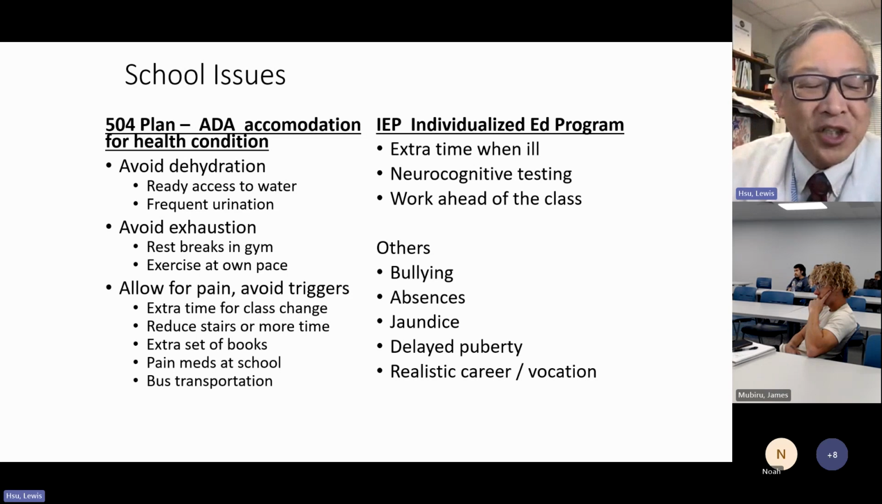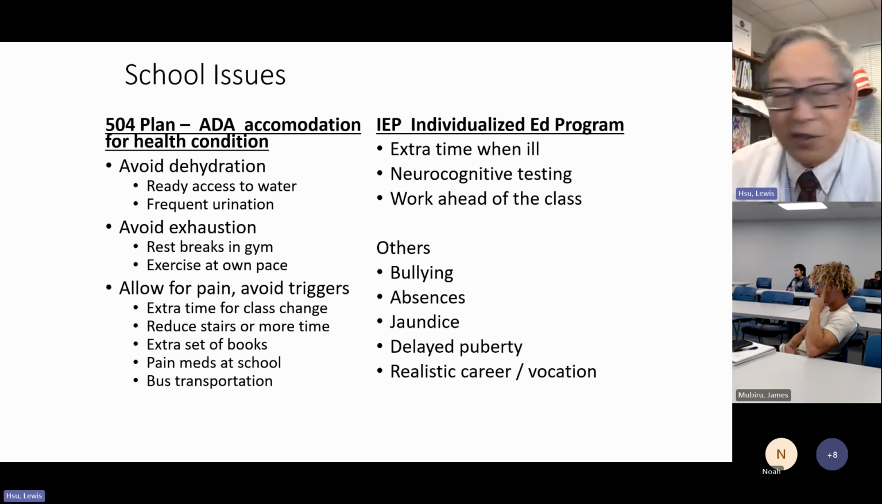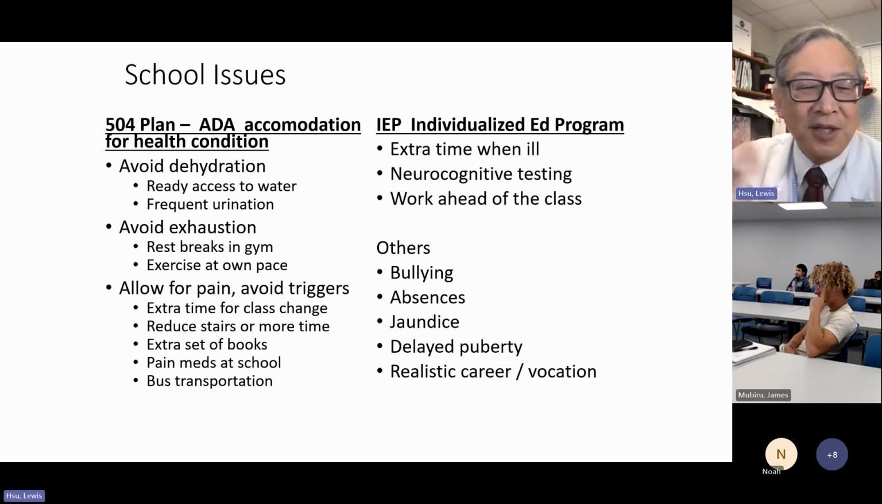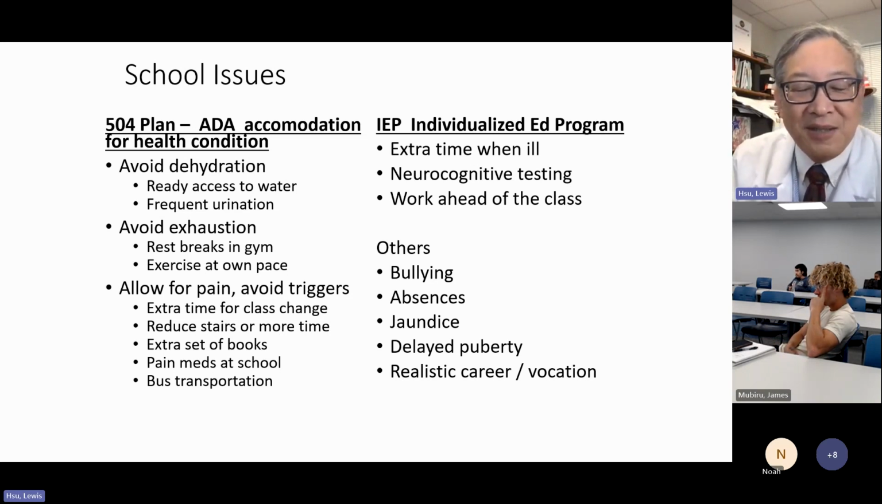Similarly, rest breaks in gym. If you have a chronic anemia, your endurance is not so good. How many of you remember doing in gym class something like shuttle runs, or I think they used to call them some other name, where you have to run back and forth across the gym as many times as you can with a stopwatch? And if you don't run a certain number of laps, you get a bad grade. Well, what if you just can't because you have a chronic disease? Does that mean you're always going to flunk gym? Or should you have some sort of accommodation, exercise at your own pace?